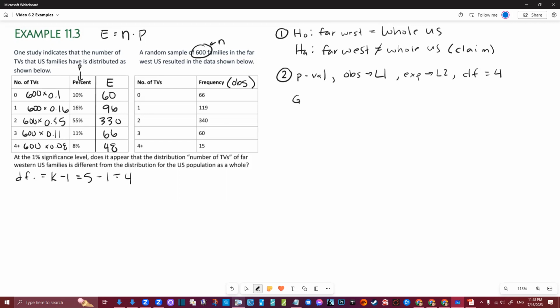Again, if you're on GeoGebra, it is chi-square test. I had a brain fart again. And GeoGebra just wants observed and then expected. Or if you're using the TI-84, you're going to do chi-squared GOF test. And that wants observed, expected, degrees of freedom.